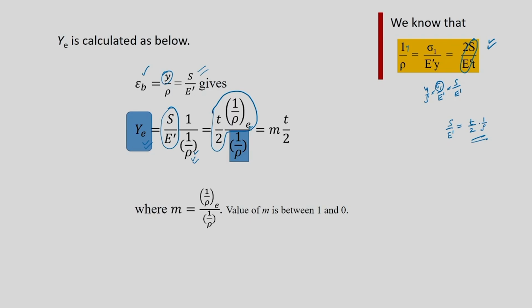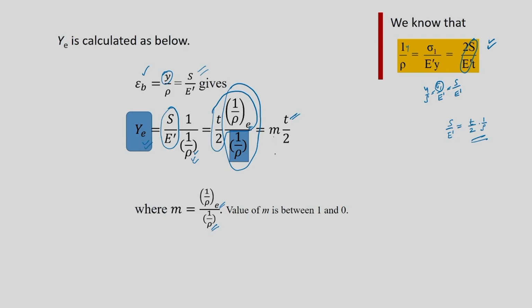So, this entire thing, this particular ratio, I am going to call it m. So, I am going to say m into T by 2. So, ye is nothing but m T by 2. Of course, T is nothing but the original thickness of the sheet, and m is this particular ratio, 1 by rho E divided by 1 by rho. So, 1 by rho is actually a reference for us, and 1 by rho E is nothing but a limiting case. 1 by rho is the radius of curvature which should have been given to the sheet, and 1 by rho E is your limiting case. This ratio I am going to call m.